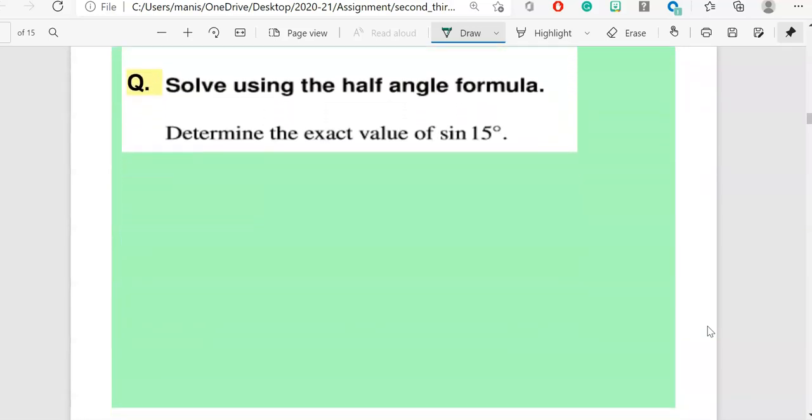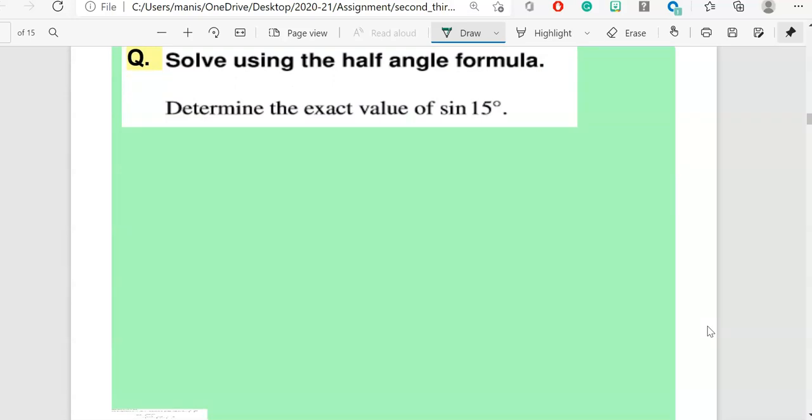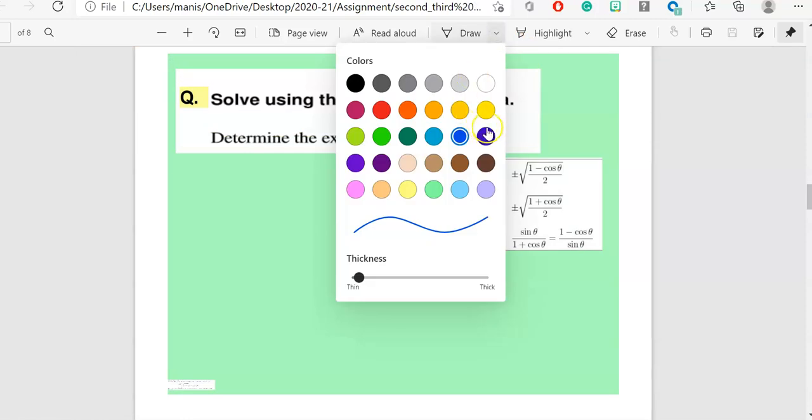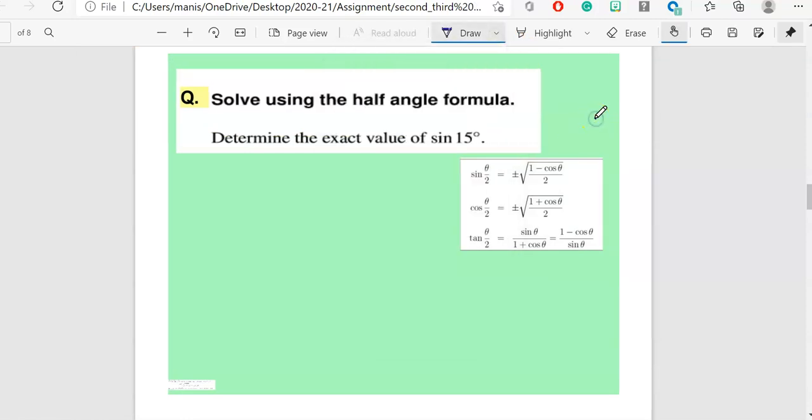So now let's look at our question number 1. Solve using the half angle formulas. Determine the exact value of sine 15 degrees. As you can all see, I have brought the formula sheet in front of you, so it becomes a lot easier to see which formula we are applying over here.